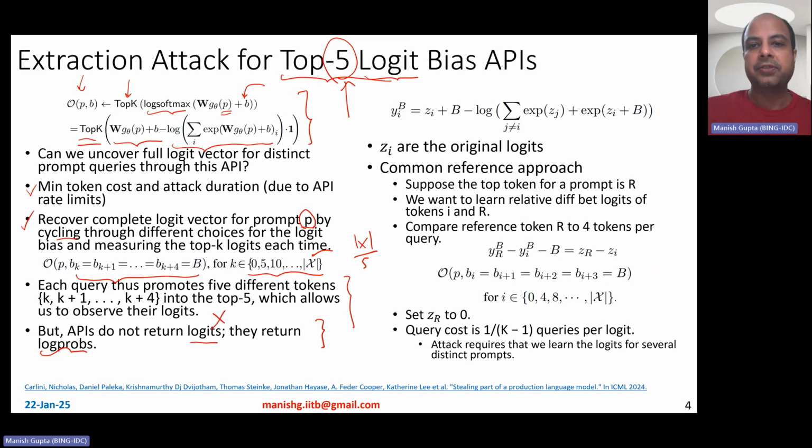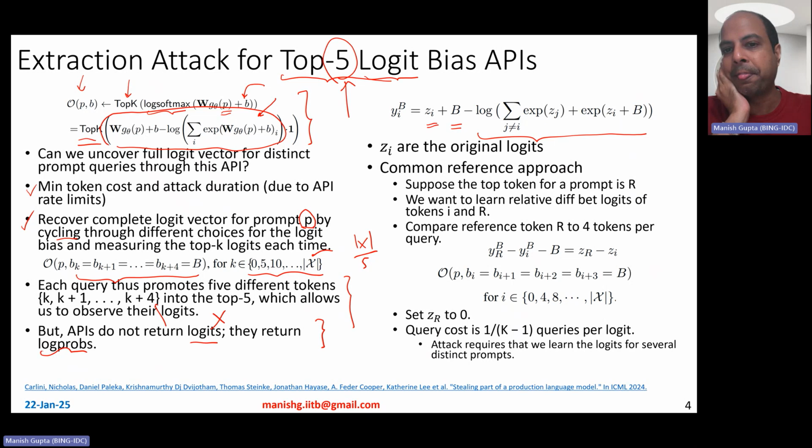Now that causes a challenge. If you look at log probabilities, which is what is mentioned in this formula, where Zi are the original logits, it applies the logit bias B that you set, and then it applies this subtraction part, which runs over all the tokens other than i. So, unfortunately, by just looking at the predicted scores that the API returns and subtracting B, you can't get the actual logit value. Therefore, you need to do something to handle this term here.